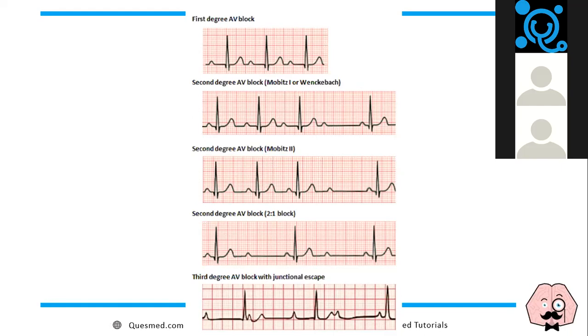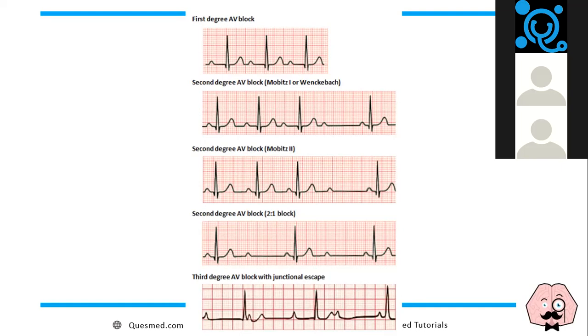You definitely need to look at images of these. I would recommend Life in the Fast Lane, and just Googling these arrhythmias and trying to understand and get to grips with the different mechanisms.